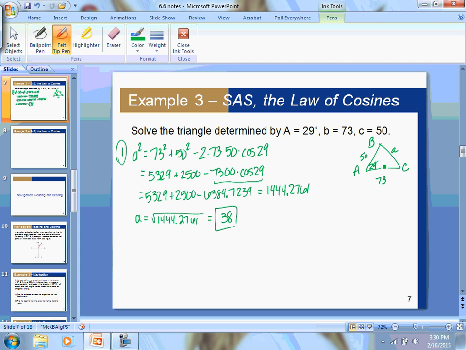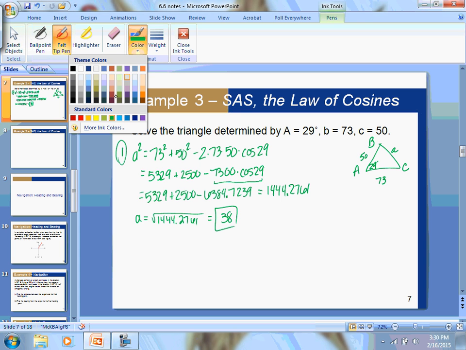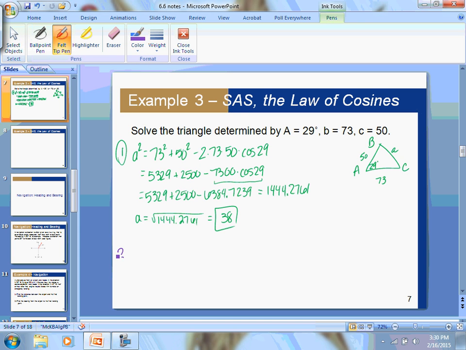Okay, so again, angle B is across from a side that's 73. Angle C is across from a side that's 50. 73 is bigger than 50, so I'm going to find angle B next. That's going to be my second step. Okay, so to find angle B, I can do law of sines now because I know what side A is. So I can do sine of 29 over 38 equals sine of B over 73.